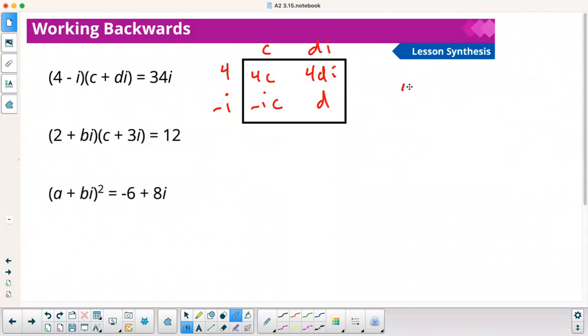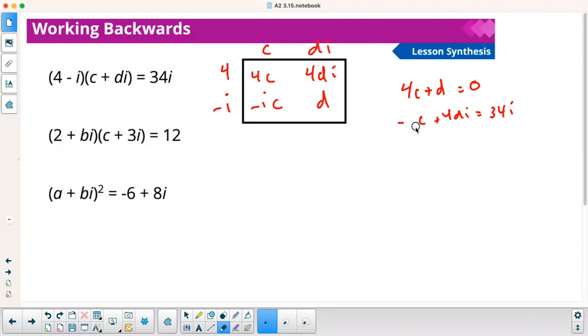So 4c plus d will give you 0. And then you're going to have negative ic plus 4di equals 34i. Now, since everything has an i, you could just divide by i to get rid of them. So now I have a system, and I can go ahead and solve with elimination. Maybe multiply this one by 4. That'll get my c's to cancel.